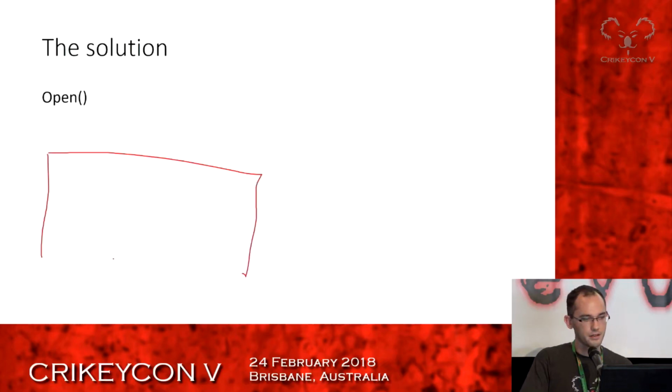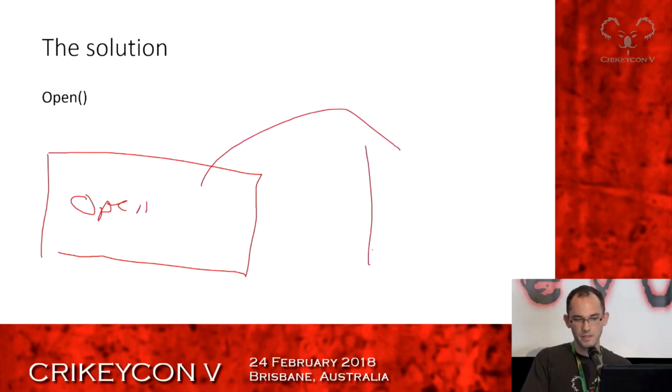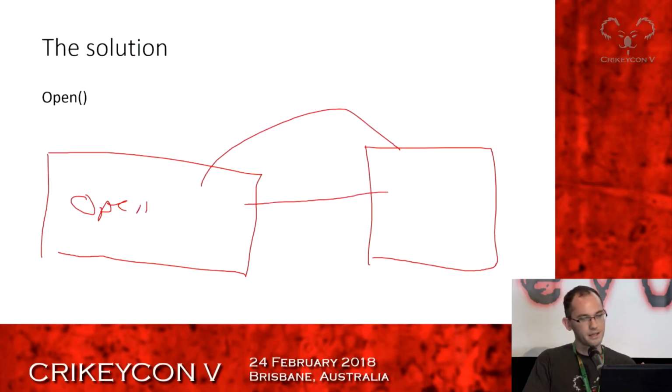So let's say you've got a window here, and you use this open JavaScript function. That opens up a pop-up window. That's what the function does. And the browser sets a link from the pop-up window back to its opener window. And it puts that link in a JavaScript variable called opener.